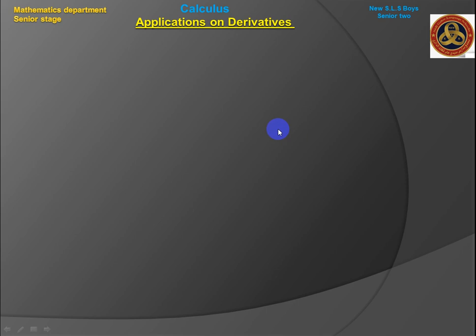Good morning, my students. Our lesson today in calculus is applications of derivatives. First, slope of the tangent and normal to a curve.